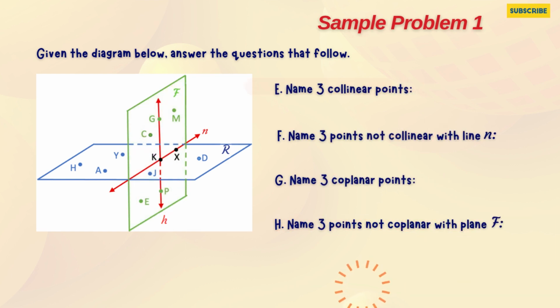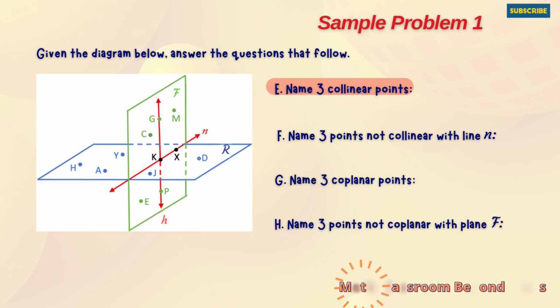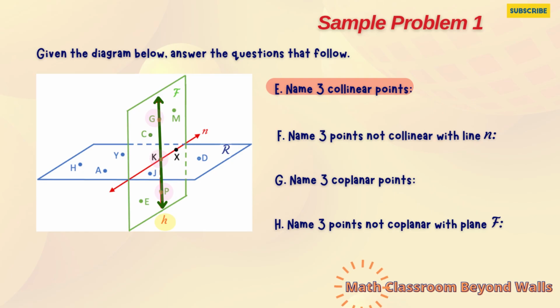Let us answer question E. We're to name 3 collinear points. Think first of what collinear points mean. Collinear points are points that are on the same line, right? So let's go to our diagram and choose first a line. Then identify 3 points that are on that line. Let's go. Look at these, learners. Here are the points. Points G, K, and P. They are all on line H.